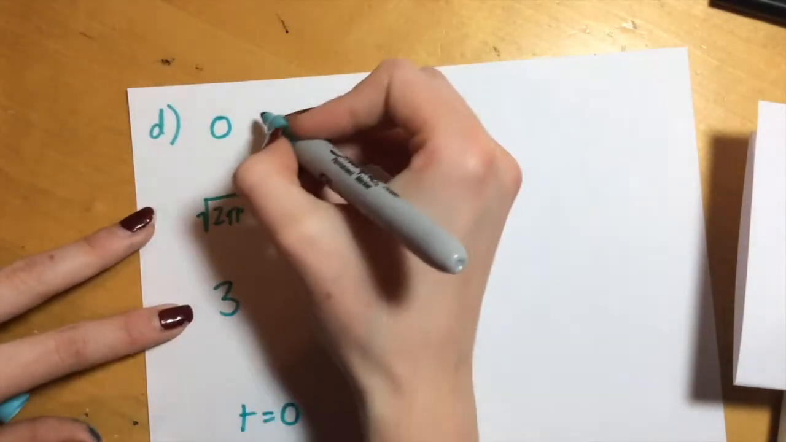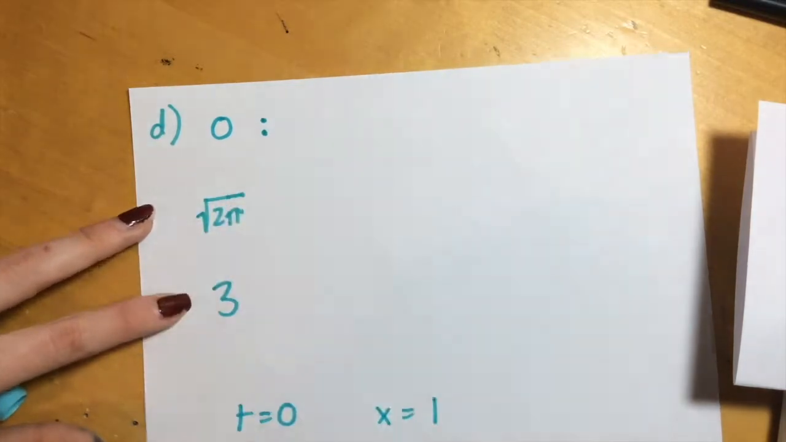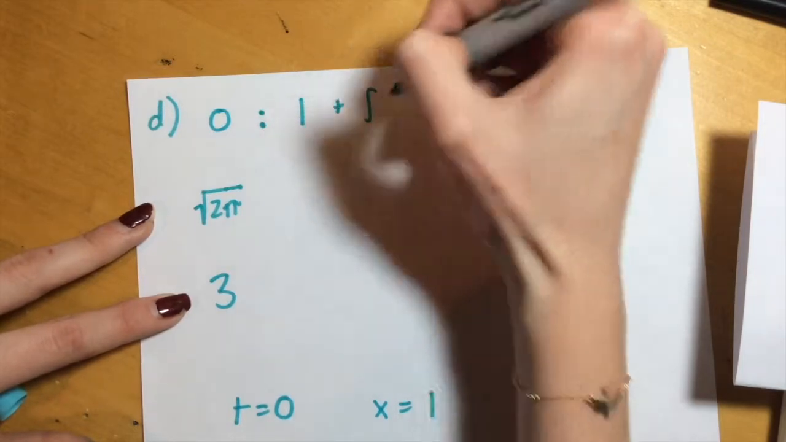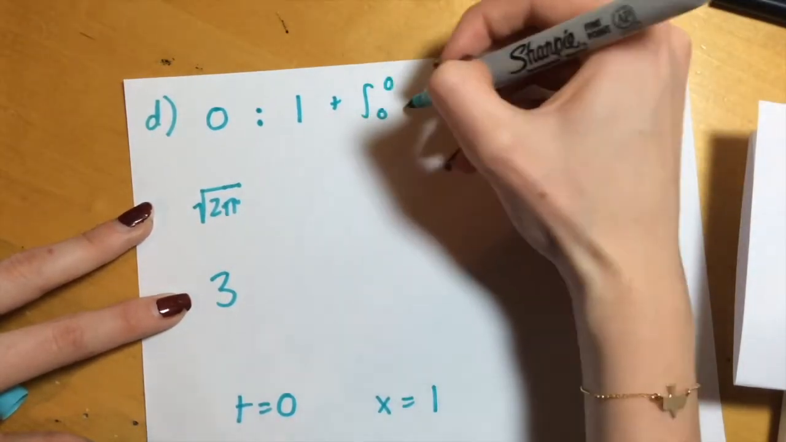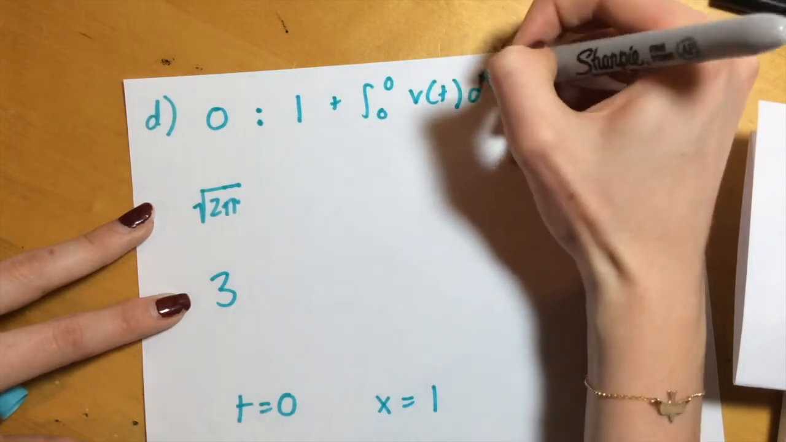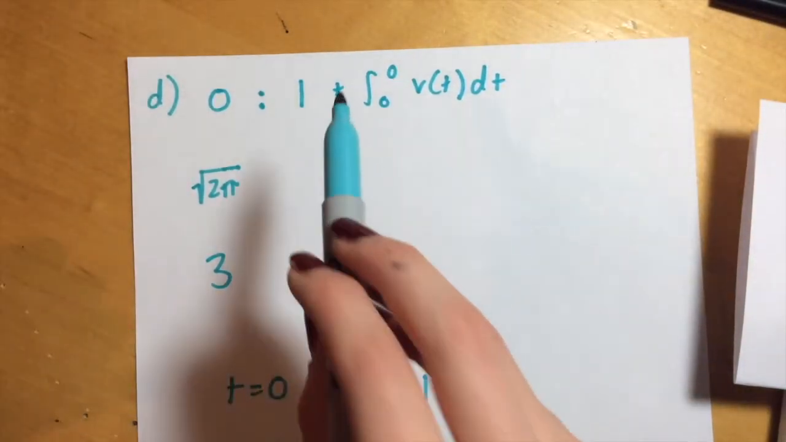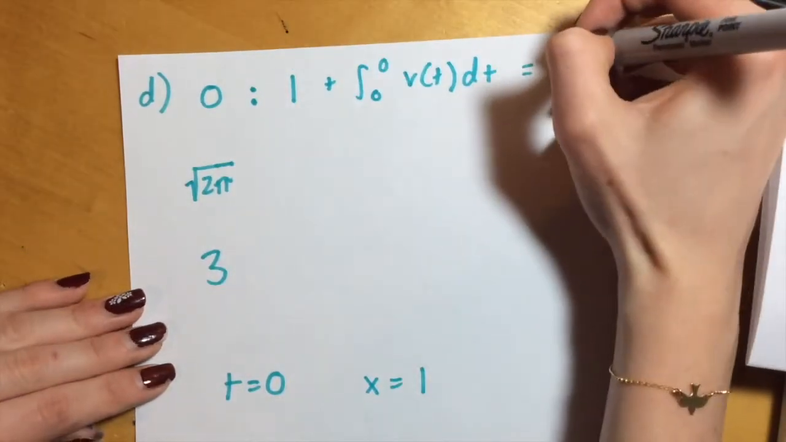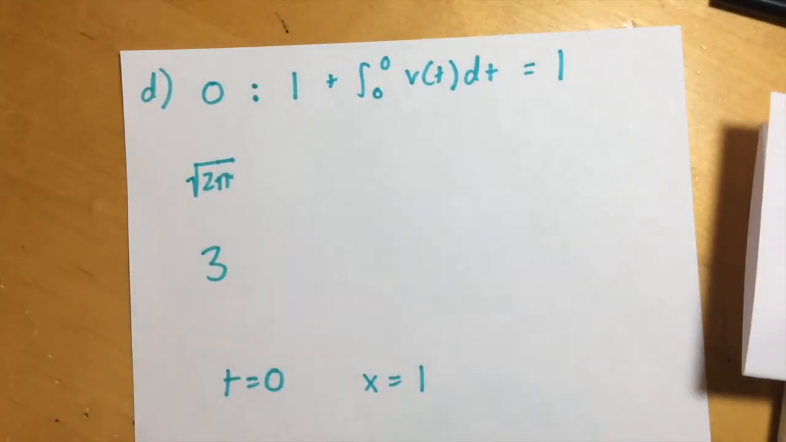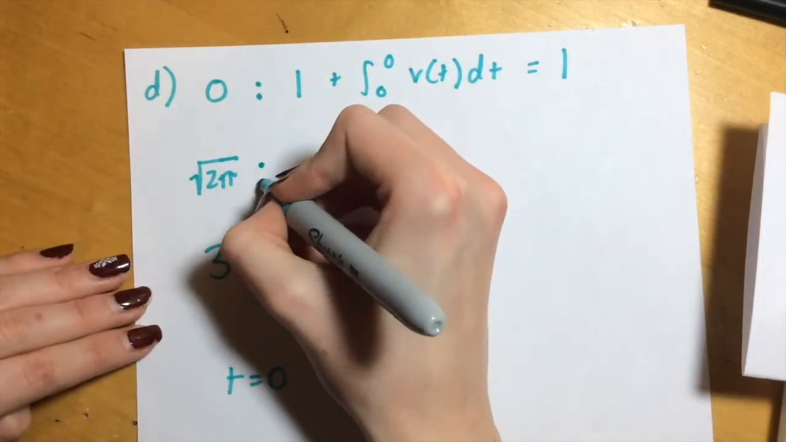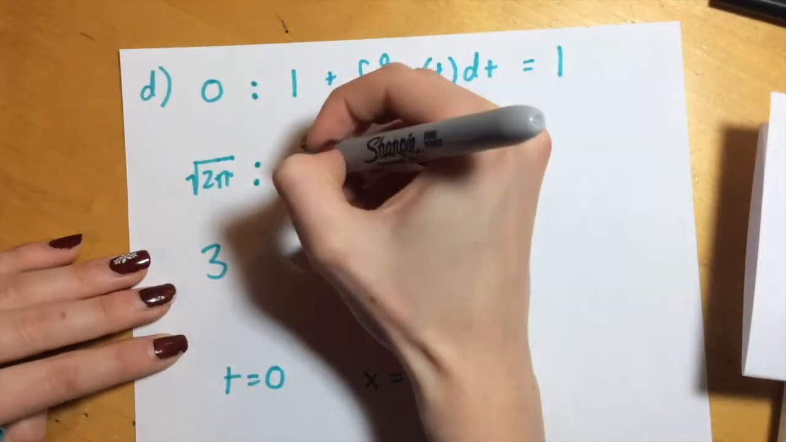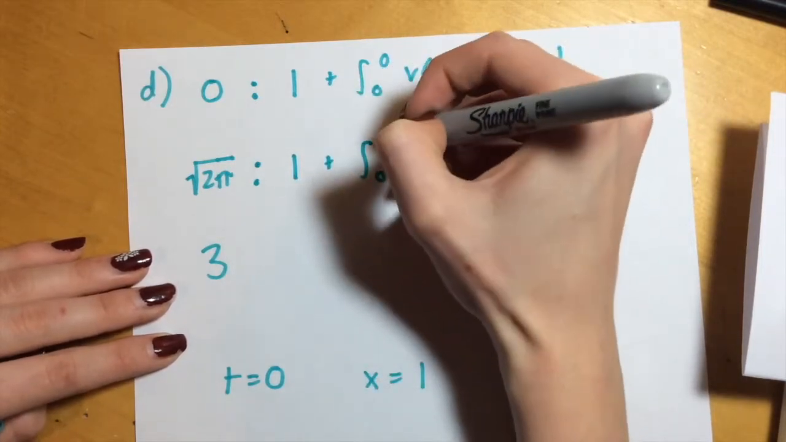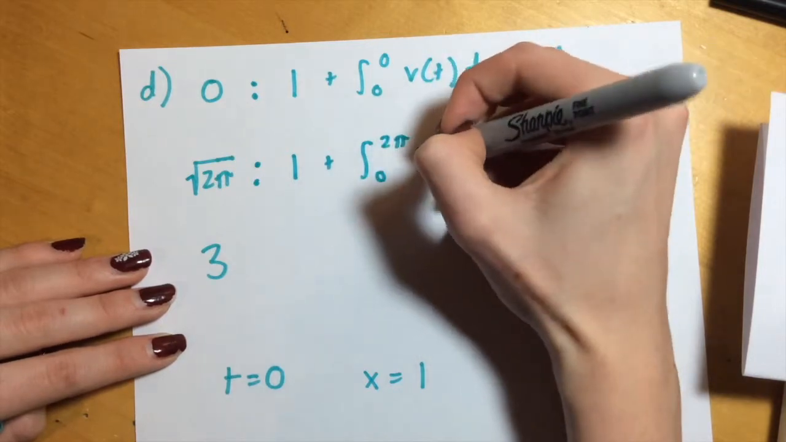So we know that at the time t equals 0, the particle is at position x equals 1. So to find the distance from the origin, we need to do 1 for the initial position plus the integral from 0 to 0 of the velocity function. So we know since it's from 0 to 0, that part's just going to be 0. So plus 1 equals 1. For the square root of 2 pi, we need to do 1 plus the integral of 0 to 2 pi of the velocity function.